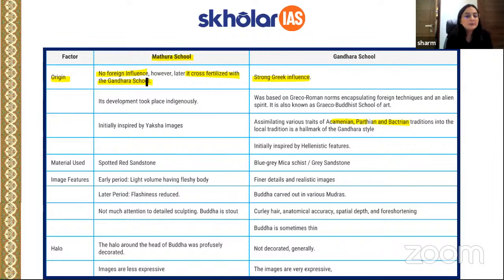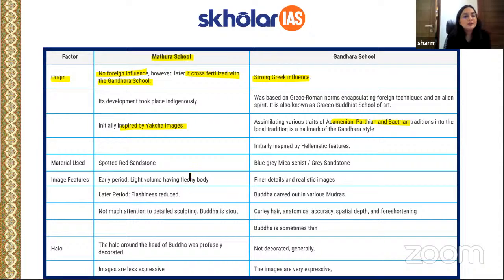Okay, apart from this students, it will be important to note that only Yaksha images were depicted initially in the Mathura school of art, and later on it started depicting the images of Jainism, Buddhism, and Brahmanical deities. However, the Gandhara school of art from its very beginning was depicting the images of Buddha and the ideals and the bodhisattvas with respect to Buddhism.